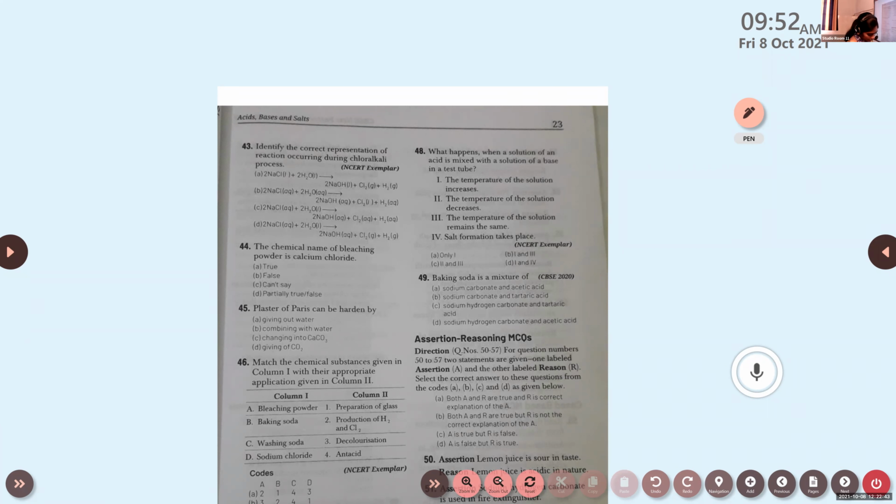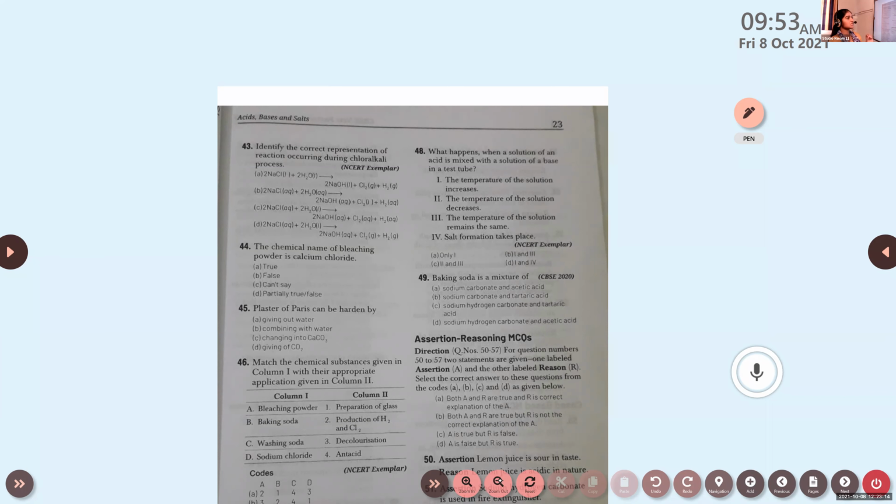What is chloralkali process? When electricity is passed through aqueous solution of sodium chloride, it will be dissociated into different substances: sodium hydroxide, chlorine, and hydrogen. The name is chloralkali because chlorine is produced there and NaOH is an alkali. That's why it is known as chloralkali process. Clear? I will repeat again.